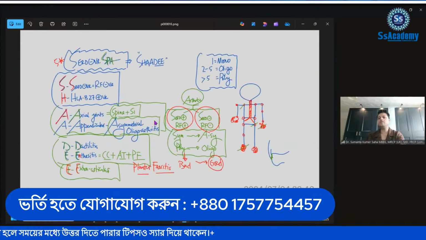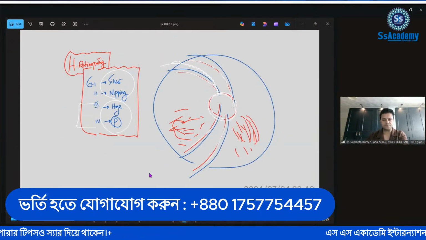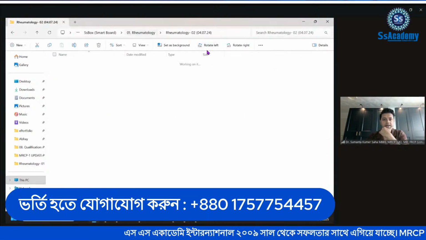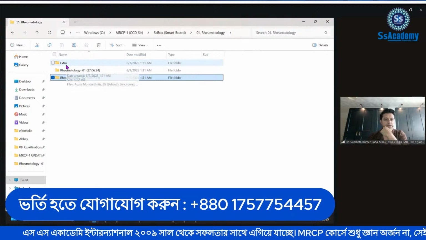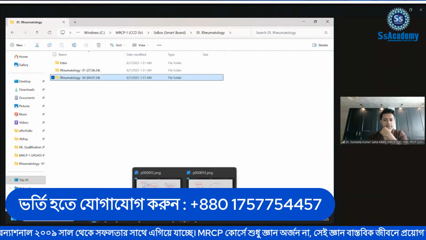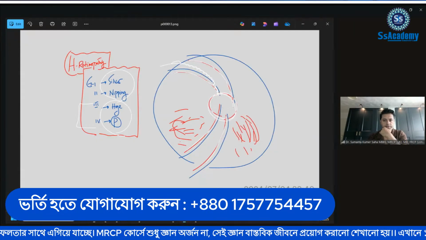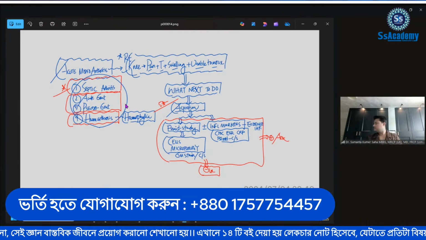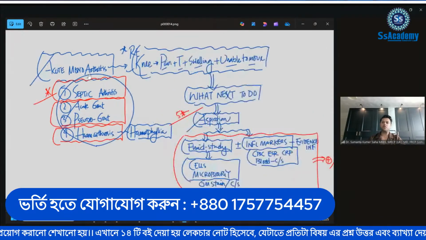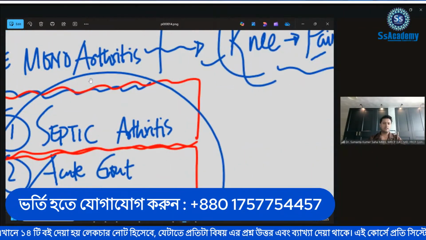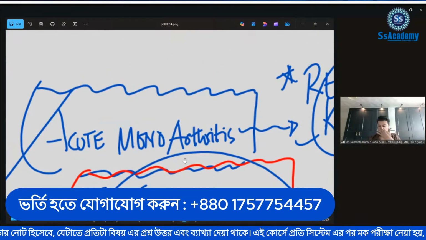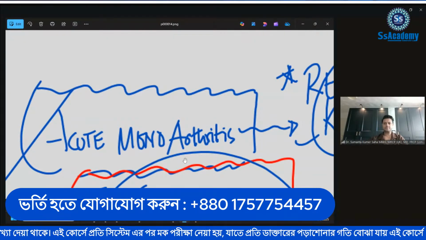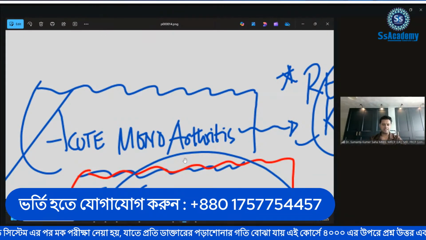One of the important diseases I'm talking about now is acute monoarthritis, a very hot topic. Definitely you'll get one question, maybe more than one as well. Acute monoarthritis.